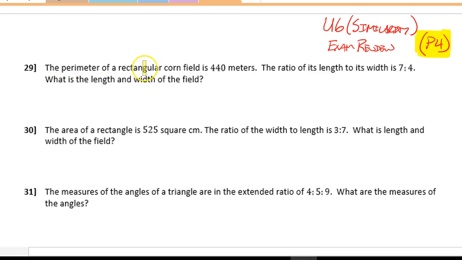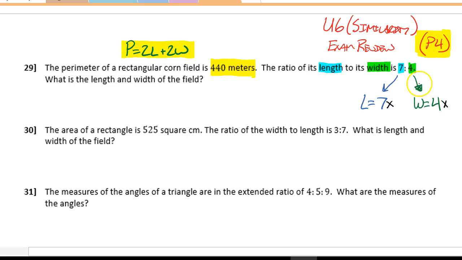In 29, the perimeter of a rectangular field is 440 meters. That's useful information. As we know, the formula for perimeter is 2L plus 2W is equal to the perimeter, where L is the length and W is the width. We get information about the length and the width in the ratio of 7 to 4, meaning that the length is 7 times some unknown number and the width is 4 times that number. We don't know what that number is, so we use the variable x. Length is equal to 7x, and width is equal to 4x.